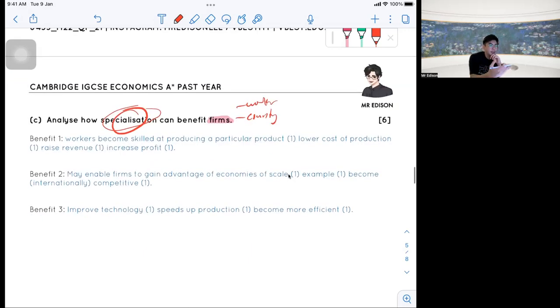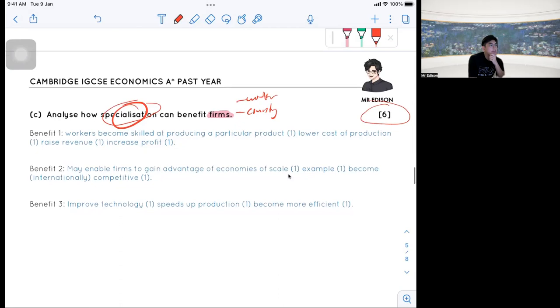Again, I will just encourage you guys to write 3 points rather than 2. Let's look at the second benefit. It may enable firms to gain the advantage of economies of scale. Why? For economies of scale, we have 2 types, internal and external. When I talk about this one, it's more about internal, because you are producing more and more, so you have higher output. When you have higher output, you have lower average cost. And where does this lower average cost come from? Economies of scale.